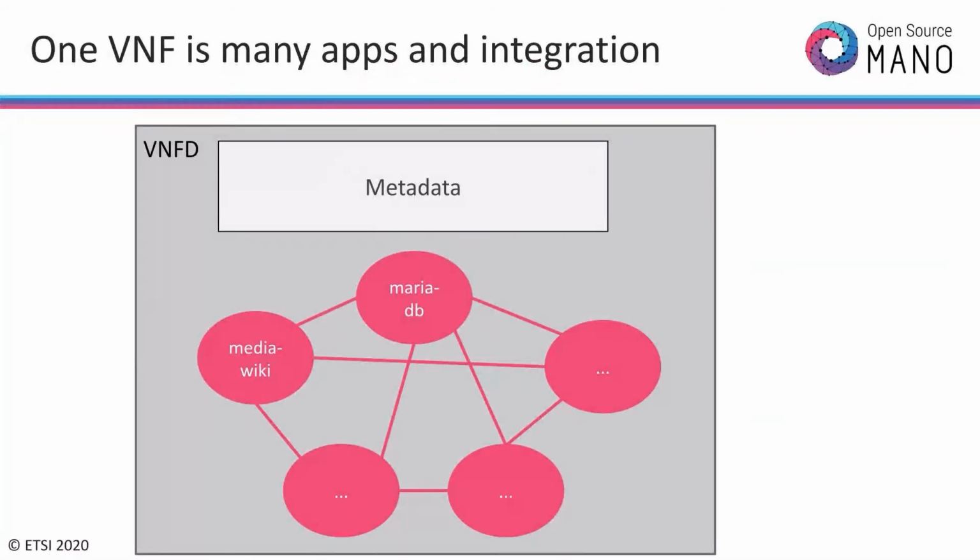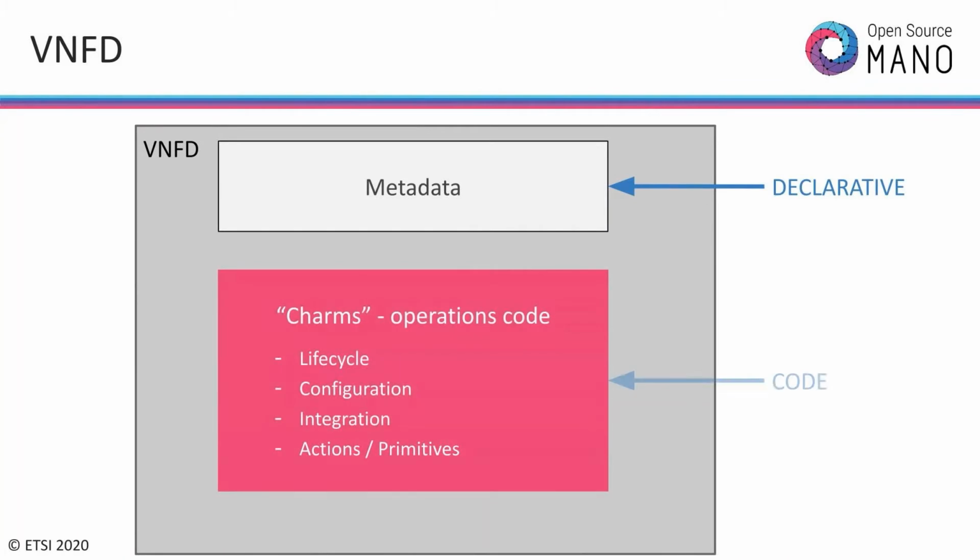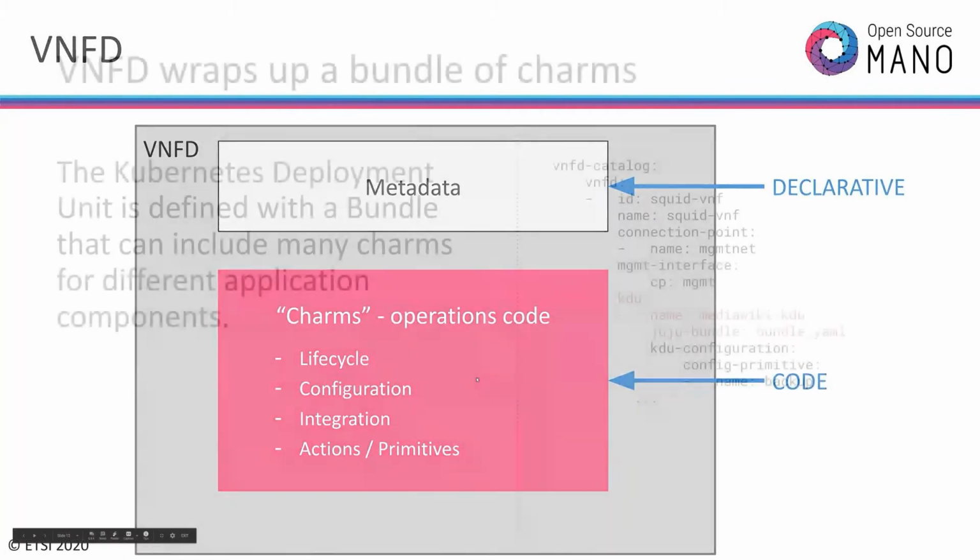I think this has also been addressed already by David. We define through metadata in the VNFD these architectures, and the operations are defined in the charm, which is the operations code.